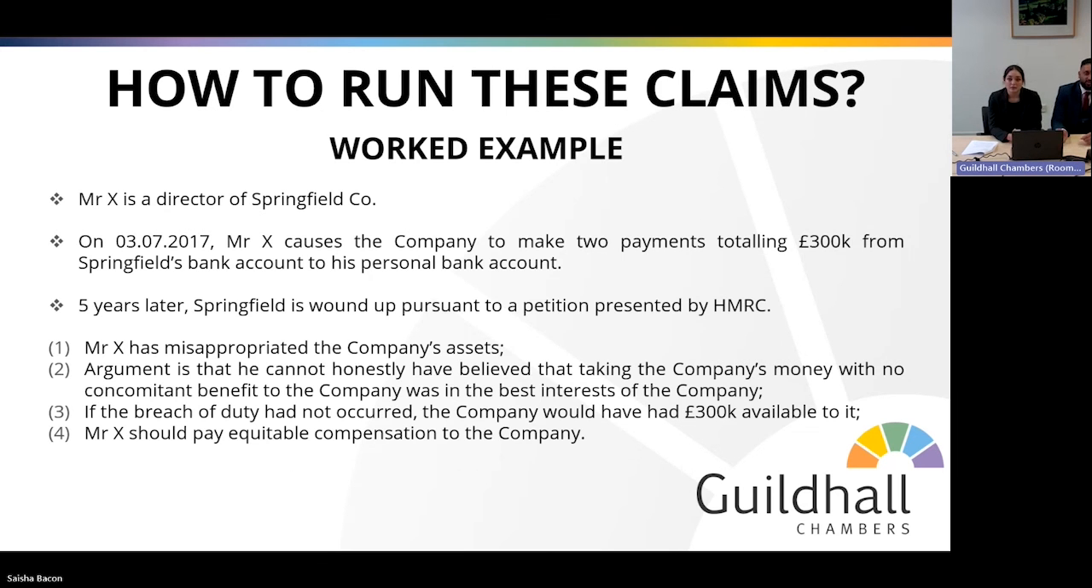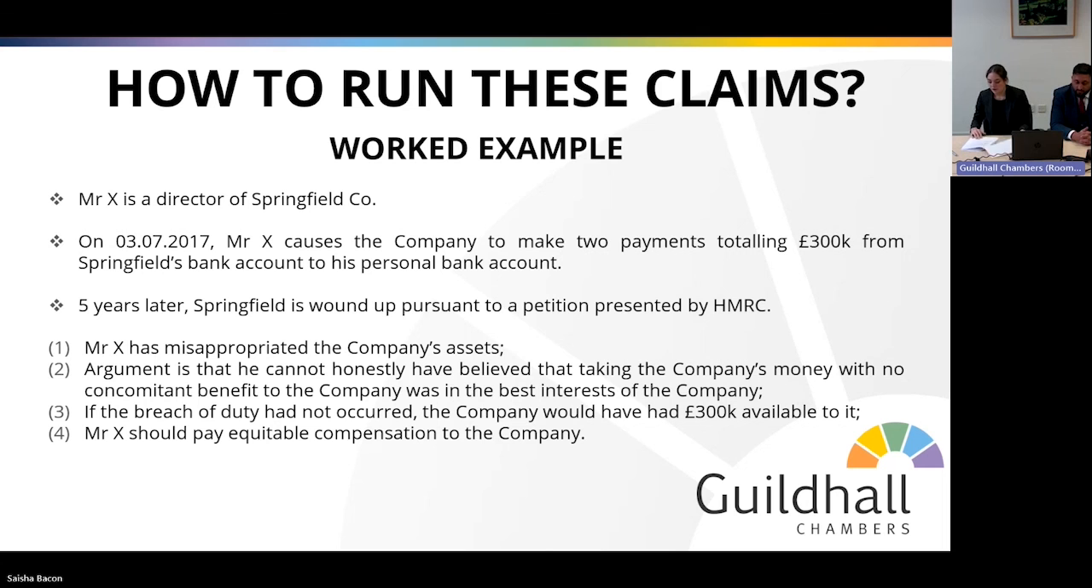So Saisha's going to talk us through a worked example. Right, so we have Mr. X. He is the director of Springfield Co. And Mr. X, on the 3rd of July 2017, causes the company to make two payments, which total £300,000, from the company's bank account into his own personal bank account. 5 years later, Springfield is wound up pursuant to a petition presented by HMRC.